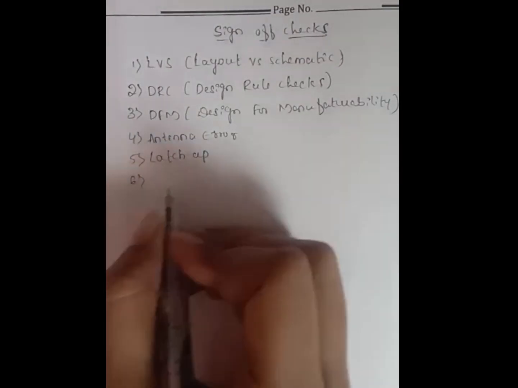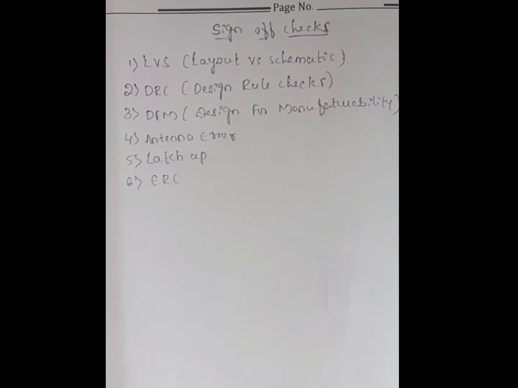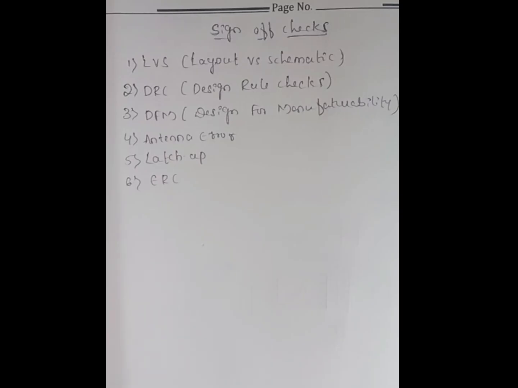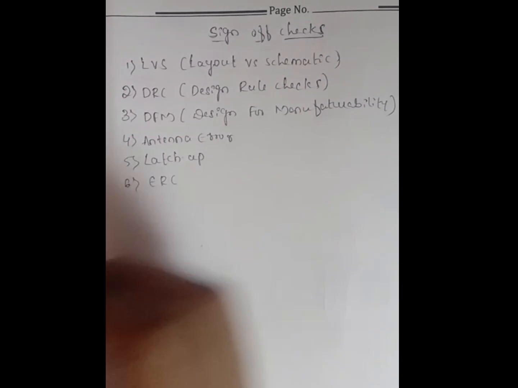And sixth is ERC. ERC actually comes under LVS. It is an electrical rule check, and it mainly focuses on electrical correctness. For example, if an NMOS is in an N well, it will throw an error because NMOS should be in a P well or P substrate. It is electrically incorrect, so it will give a tapping conflict, ERC error or soft check error. So it is a kind of sign-off check.